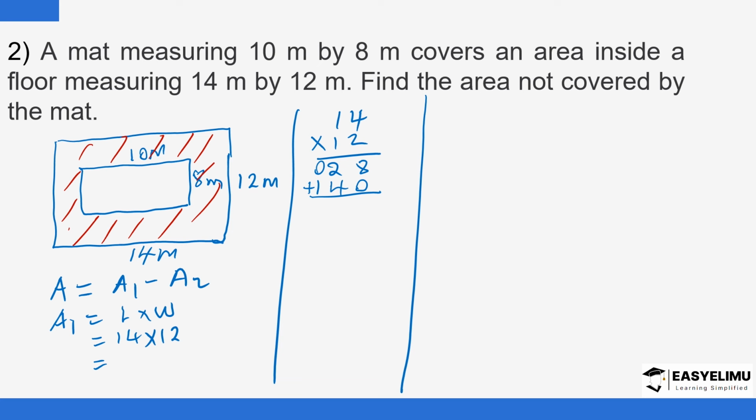For the addition of the two products, you start from the farthest right-hand side. So 8 plus 0 is 8. 2 plus 4 is 6, and then 0 plus 1 is 1. See, so that is our A1, which is 168.